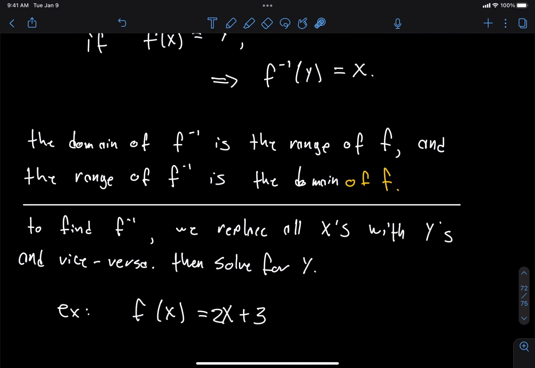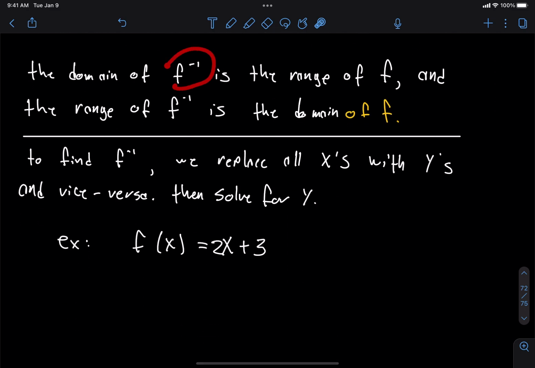All right, so the domain and range are pretty simple. The domain of the inverse is just going to be the range of f, okay? And then the range of the inverse is going to be the domain of f.